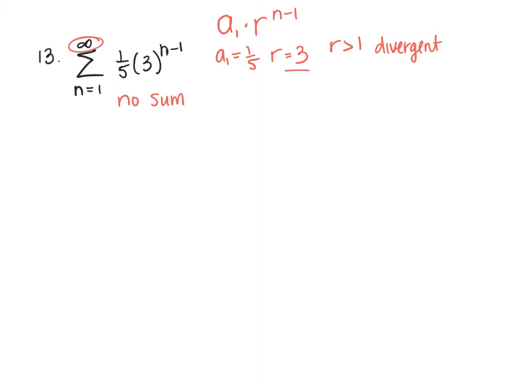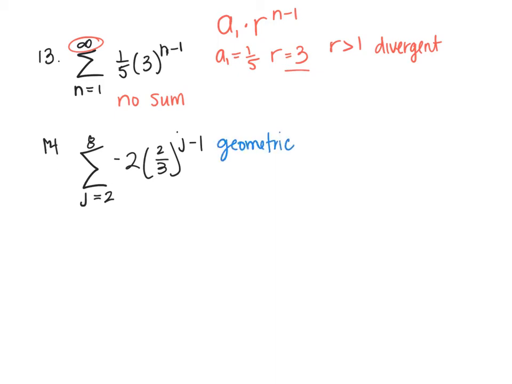We'll look at 14. The sum of j equals 2 to 8 of negative 2 times 2/3 to the j minus 1. So this one, again, our variable here is in our exponent. We have the a1 times r to the n minus 1 power. So it looks like we have a geometric sequence. So this is geometric, but it doesn't start with j equal to 1.